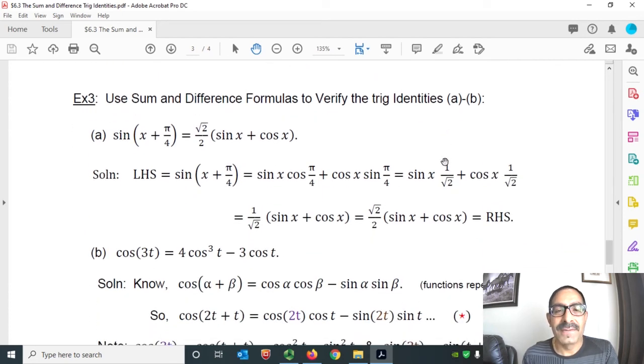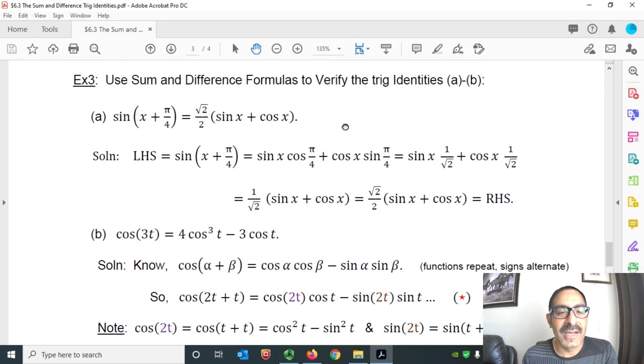Use sum and difference formulas to verify the trig identities. So let's verify the following trig identities. Part A. Given trig identity is sine of x plus pi fourth equals radical 2 over 2 times sine x plus cosine x. Let's begin the solutions.